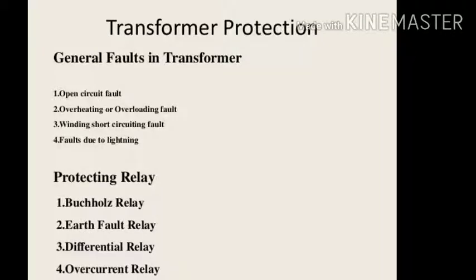Transformer protection. The general faults in a transformer are: first, open circuit fault; second, overheating or overloading fault; third, winding short circuit circulation fault; and fourth, fault due to lightning. For these types of faults, protection relays are used.